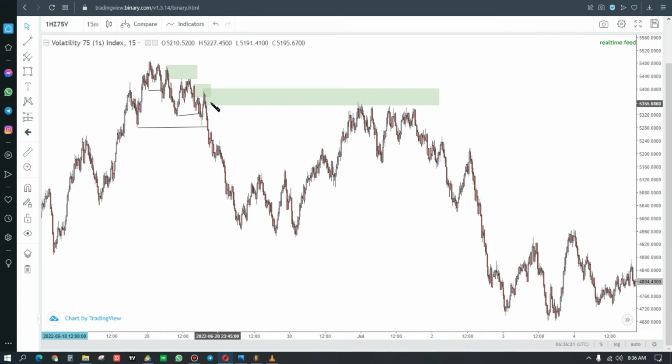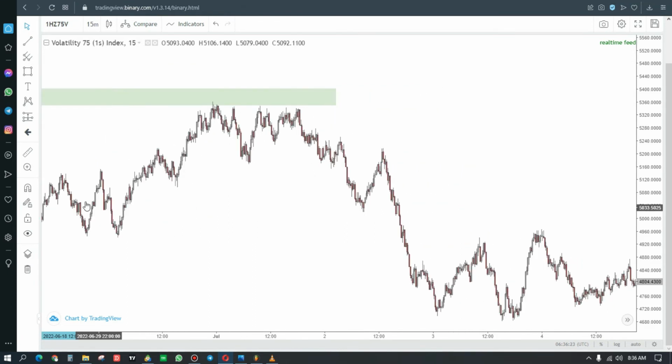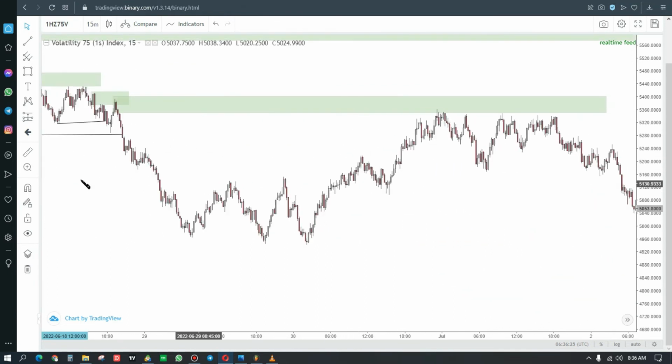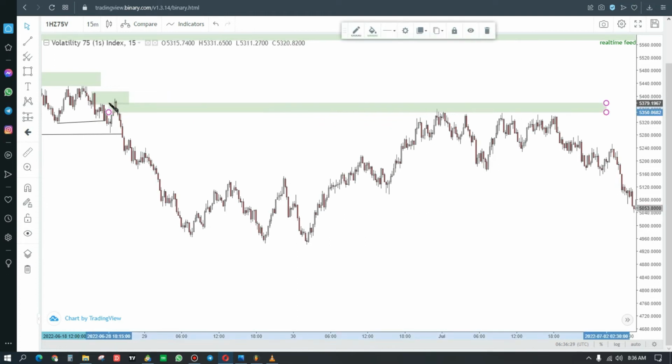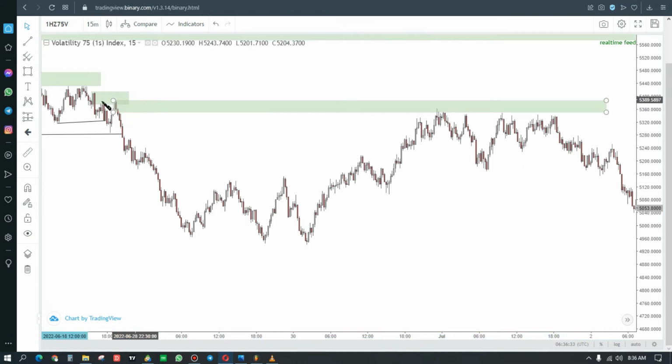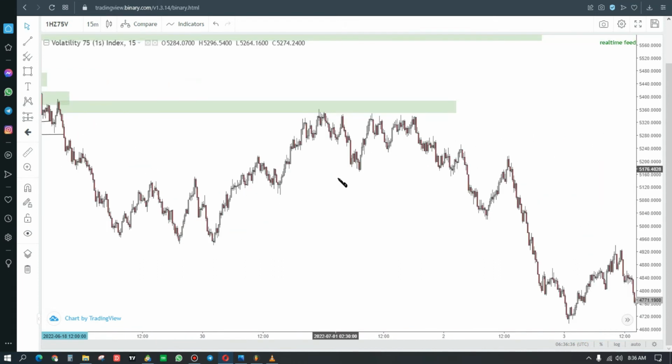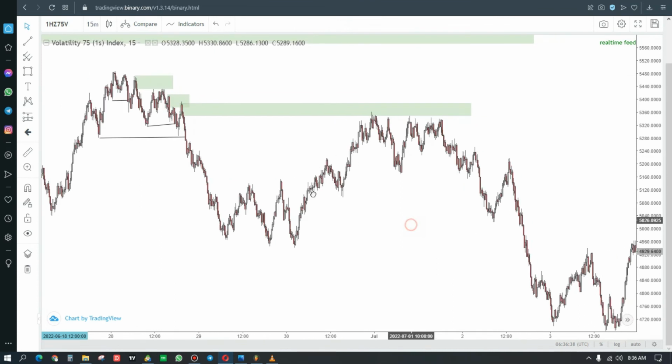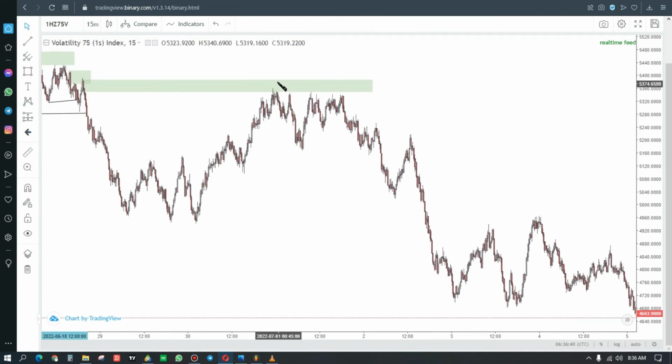Then you would be looking at this supply zone that actually took out structure. So you would mark out the body. You mark out the body. I don't mark out the wicks. And if the price came in and tapped on the supply, like here, you'd be getting in aggressively. You wouldn't be looking at the confirmation, but as price taps in on your sell limit, then you know that you're already in the trade.